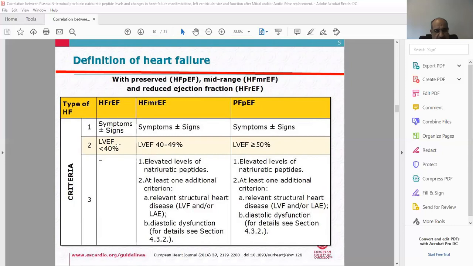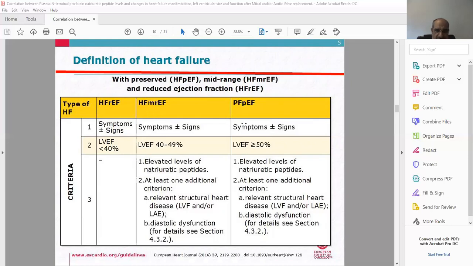What does this mean also? If the ejection fraction is below 40, this is HFrEF; above 50, this is HFpEF. Between 40 and 49, this is HFmrEF, or heart failure with mid-range ejection fraction. For HFrEF, we just need the symptoms and signs and the evidence of low ejection fraction. This is enough to diagnose HFrEF.